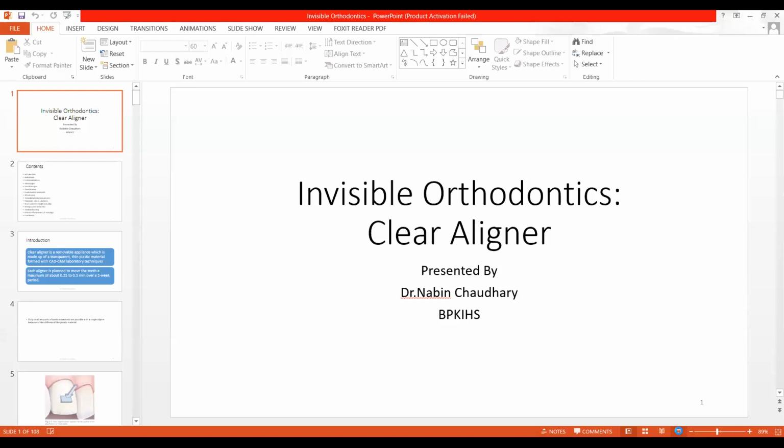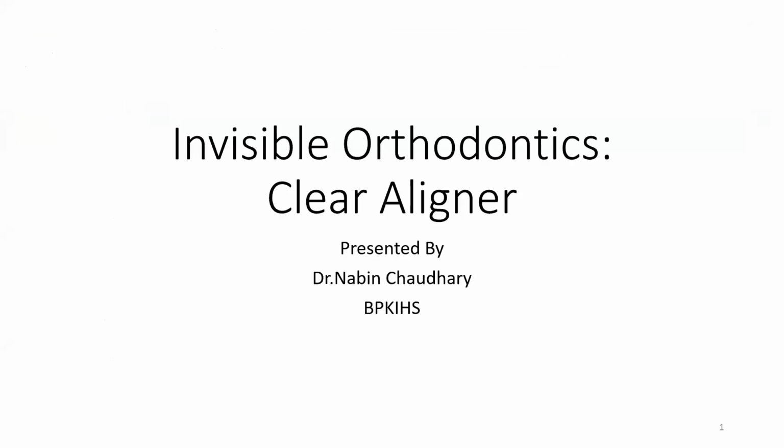Going to the topic, in the adult patient, when we use conventional orthodontics, they are often not satisfied with the visible metallic instrument that is placed in their mouth. So in that case, the clear aligner can be one of the very good alternatives in such patients.